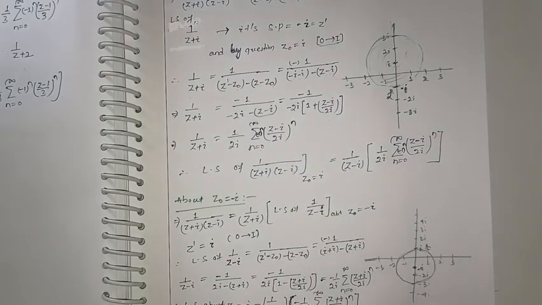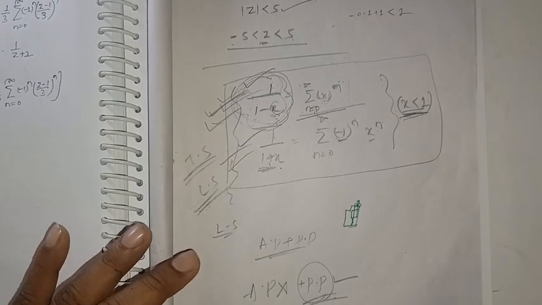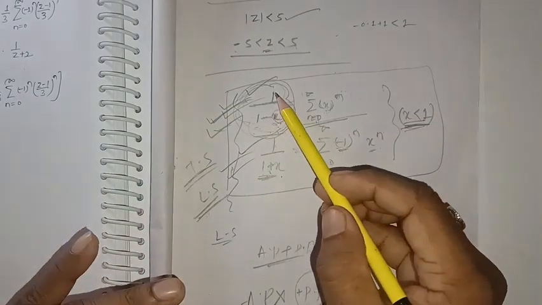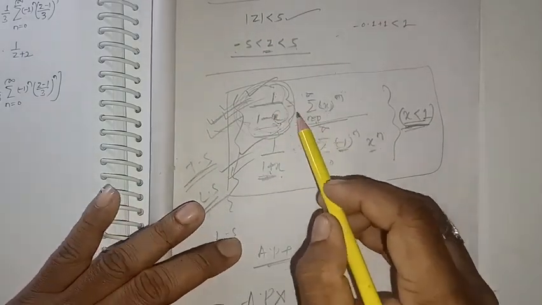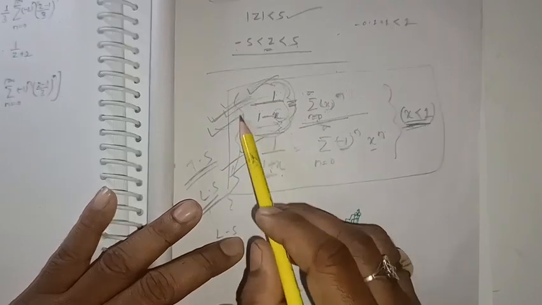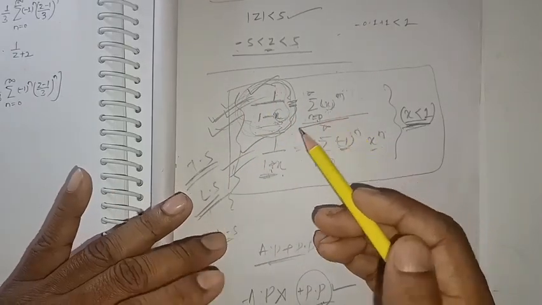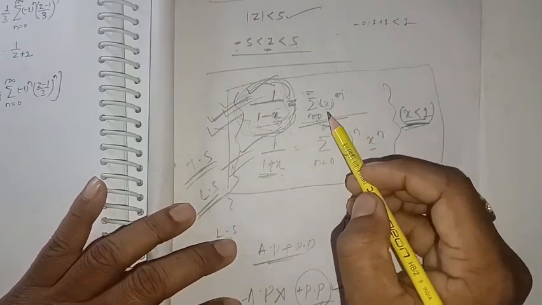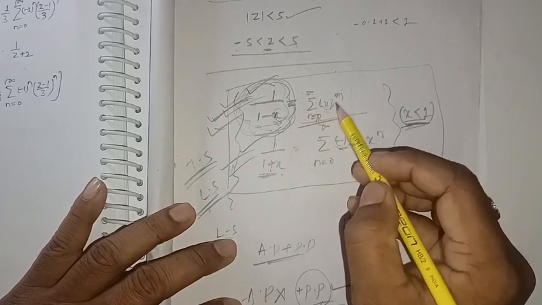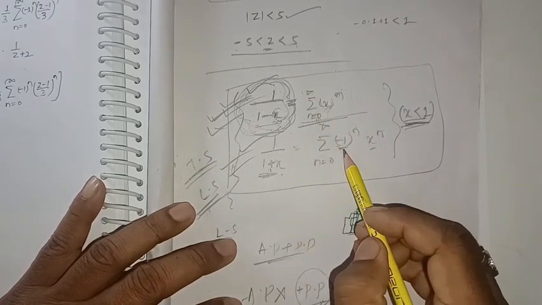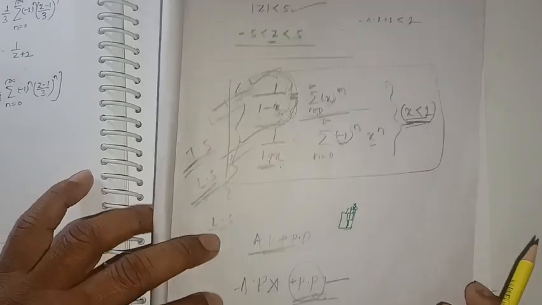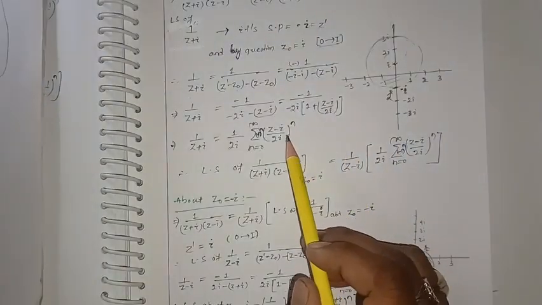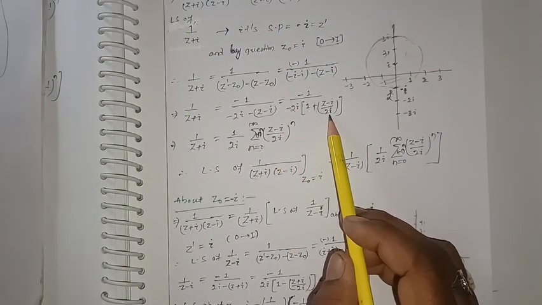Because you have to always remember this: if we have 1 by 1 minus x, the Taylor series about x equal to 0 is the summation from n equal to 0 to infinity of x to the power n. For plus x, it means minus 1 to the power n, x to the power n. So here instead of x, what is there? (z minus i) by 2i.